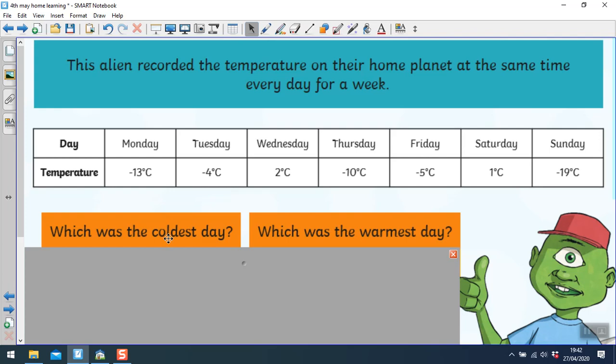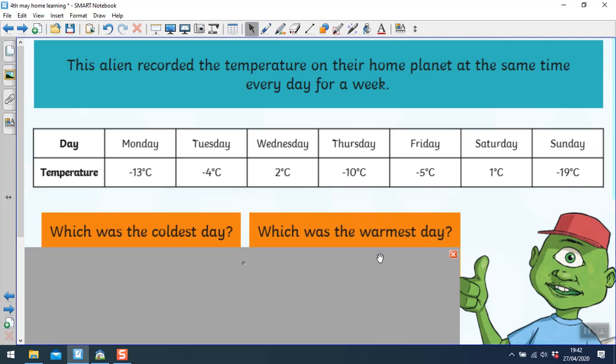Okay, so the coldest day, I'm looking for the lowest number. So I know that there's positive and negative numbers. I'm going to be looking at all my negative numbers and seeing which one is the smallest number, which one is furthest away from 0. So negative 13 is 13 away from 0, negative 4 is 4 away from 0, negative 10 is 10 away from 0, negative 5 is 5 away from 0, negative 19 is 19 degrees below 0. So that means that Sunday is the coldest day.